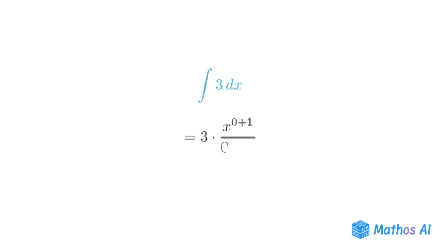Finally, the constant term, 3. Here, the exponent is 0. We add 1 to make it x to the power of 1 and divide by 1. Multiply by 3, and we simply get 3x.